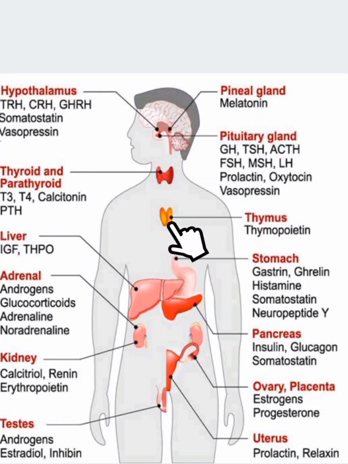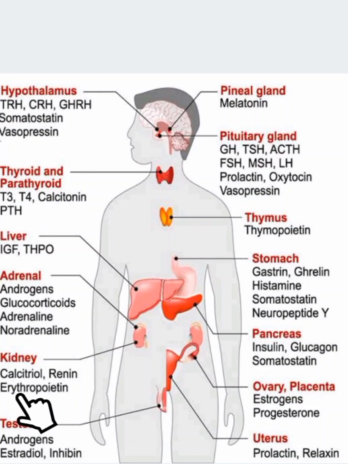Then we have the thymus, as we discussed, the primary source of T cell production. Thymopoietin is an important hormone which drives control over the T cells. Then we have the liver, which secretes important hormones, for example insulin-like growth factor. We have the stomach, which has important hormones like gastrin and somatostatin. We have the adrenal gland that secretes hormones like androgens, glucocorticoids, adrenaline, and noradrenaline. Remember, we have the adrenal cortex and medulla, where it's the adrenal medulla which secretes adrenaline and noradrenaline. Then we have the pancreas. We said that it's both exocrine and endocrine. Here our concern is endocrine, so the endocrine hormones are insulin, glucagon, and somatostatin.